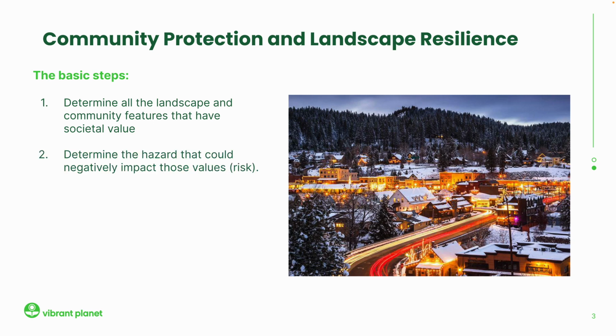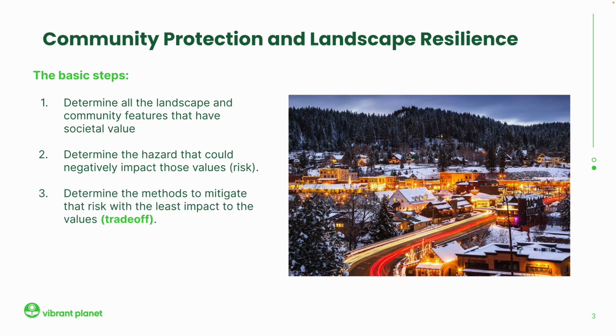Next, we want to determine the hazard that can negatively impact those values. And today we're mostly going to be talking about wildfire hazard. So we have values and we have hazard. When you put them together, that is risk. After we determine our hazard and really get a sense of our risk, we then want to determine the methods to mitigate that risk. And usually we want to do so with the least impact to values.